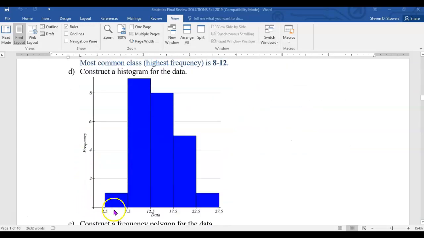So for the first class, it only goes up to 1. For the second class, it goes up to 9, then 8, 5, and 1. Notice we start with 0 at the bottom and go up with a consistent scale. Same amount of space from 0 to 2, as from 2 to 4, as from 4 to 6, and so on.